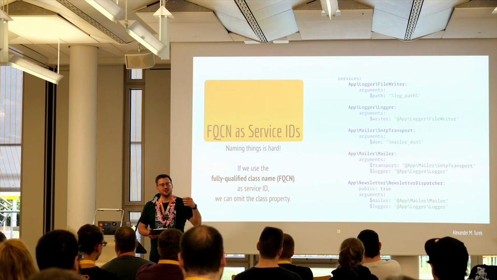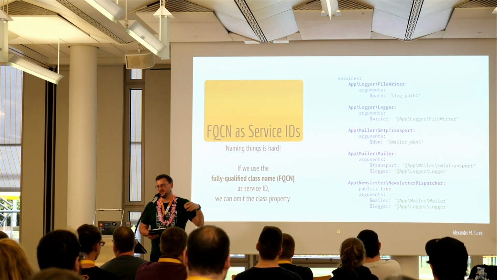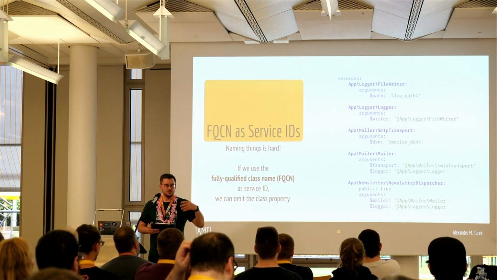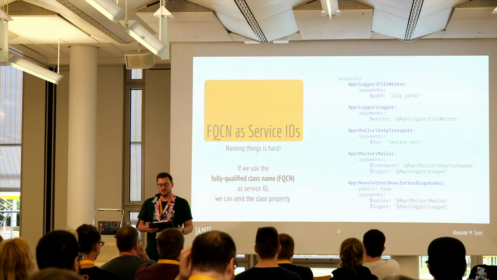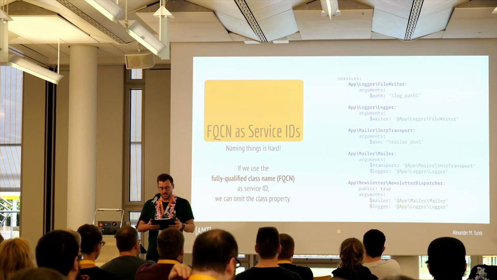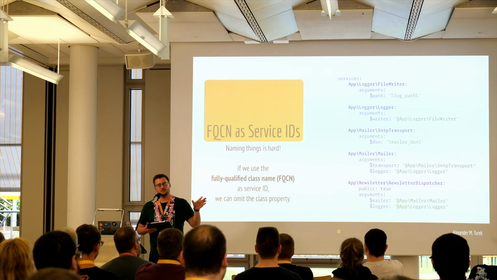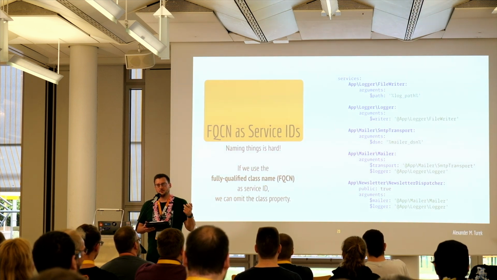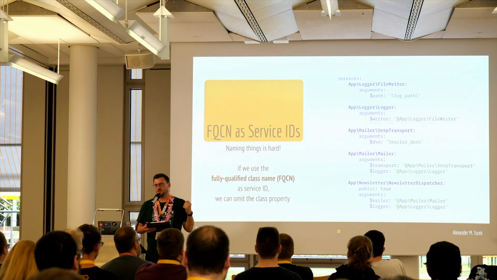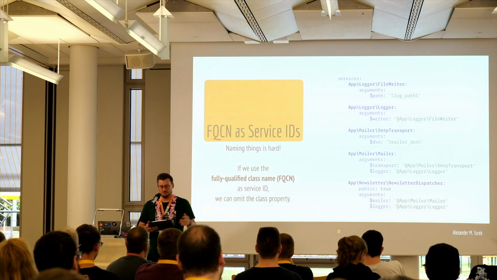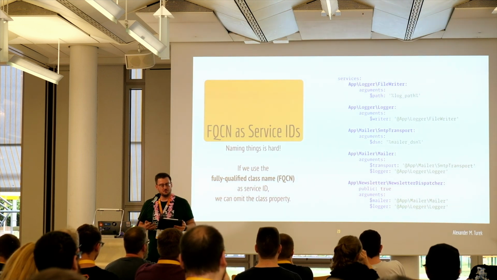So I just pick the fully qualified class name as the service ID. This makes things a bit simpler. And also the container supports me in doing this, because when I use the fully qualified class name as the service ID, I don't have to repeat this class property anymore. I can just omit the class property because it can be derived from the service ID. This makes the file a bit shorter.